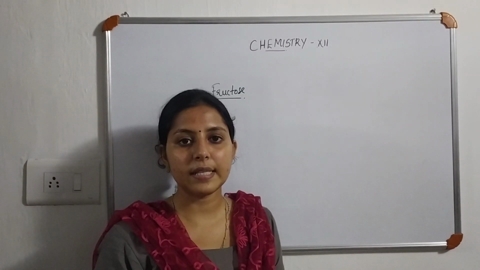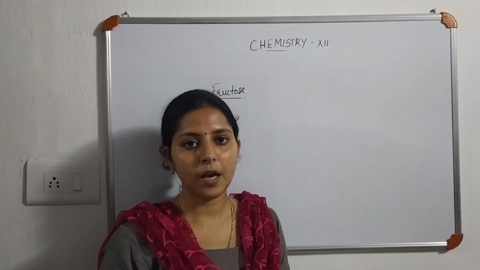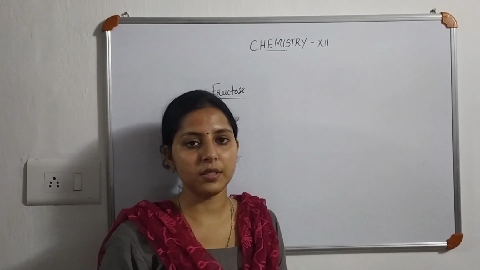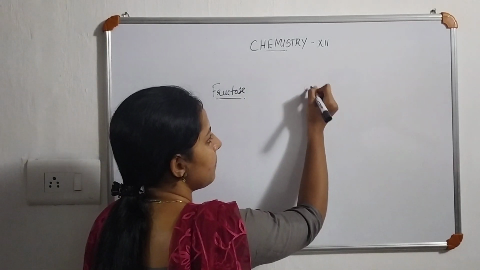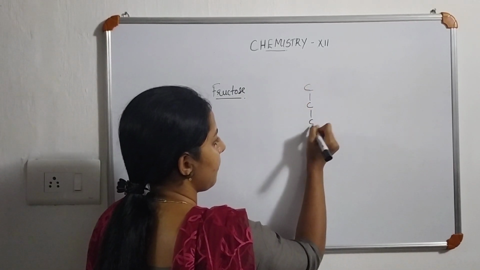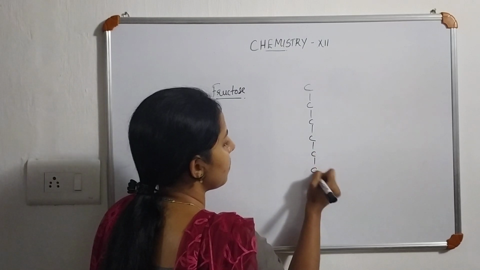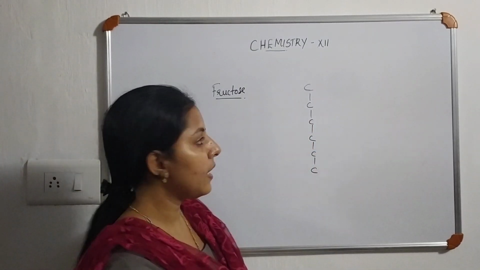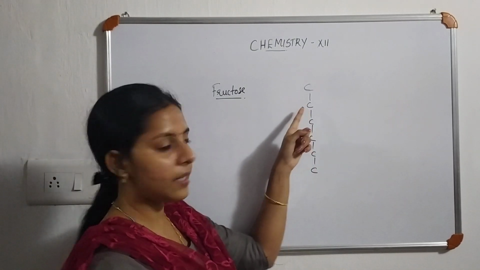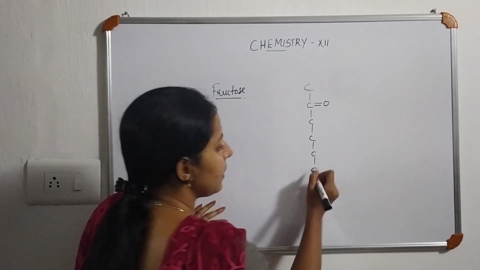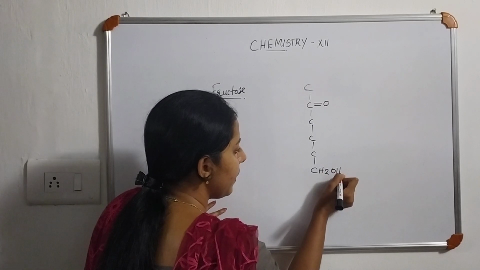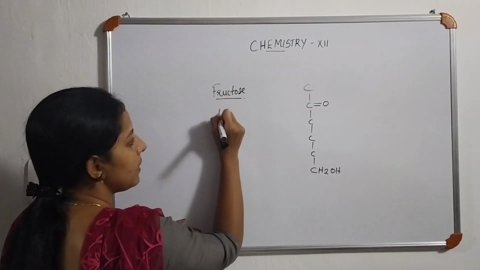Next we have to study the structure of fructose. On the basis of certain chemical reactions, it was found that fructose also contains 6 carbon in a straight chain, similar to that of glucose. And there is a ketone group at the second carbon. So this is the second carbon. There is a ketone group at the second carbon. That's a primary alcoholic group. And this fructose belongs to D series.